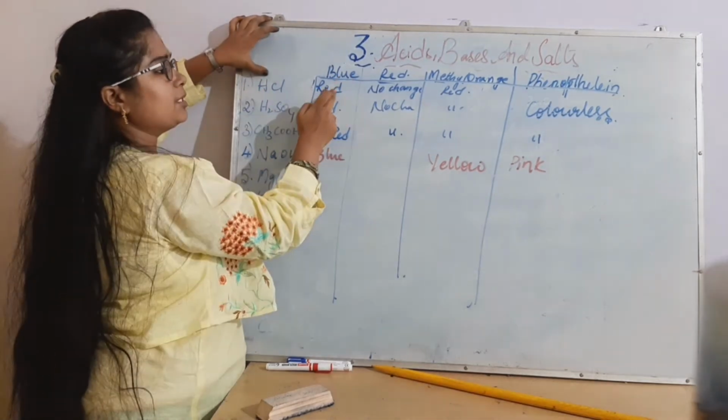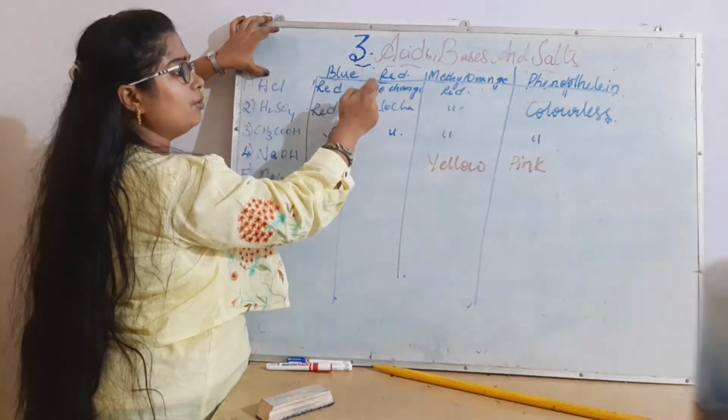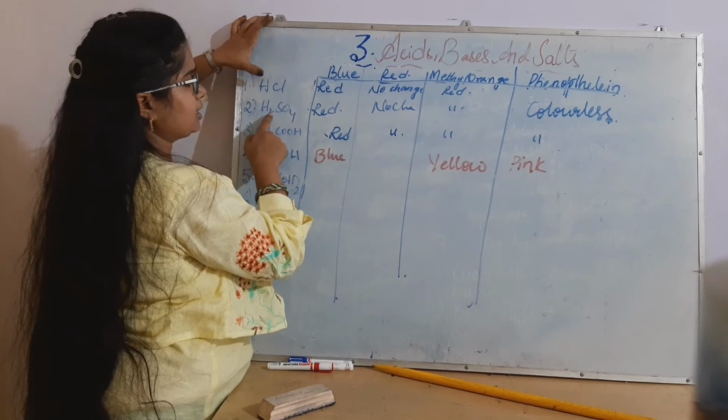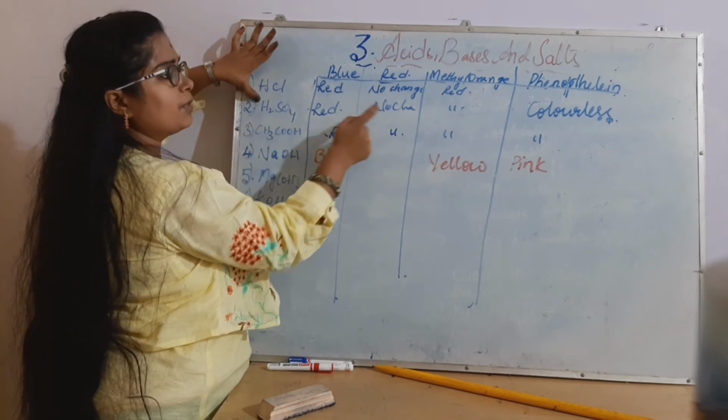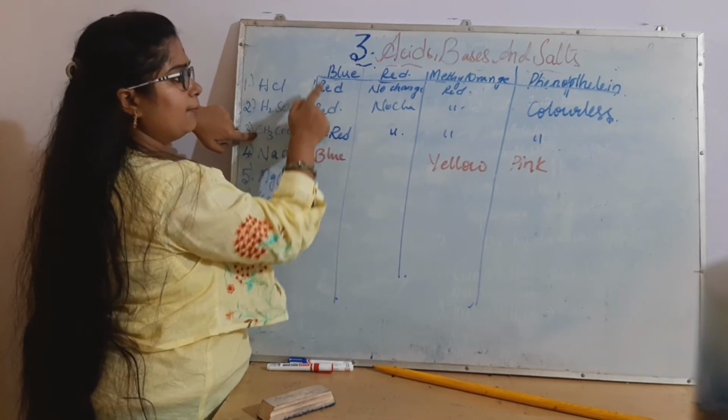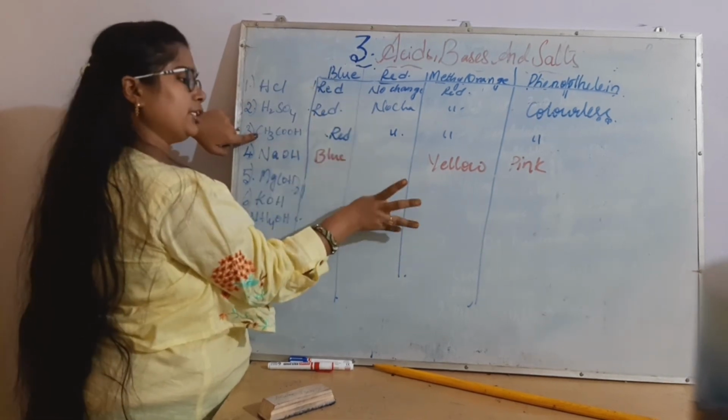It turns blue litmus to red litmus paper. And red litmus, it will not have any change. Methyl orange to red, phenolphthalein to colorless solution. H2SO4: red, no change, red, colorless solution. For CH3COOH: red, blue to red it changes. In red, no change will be there.